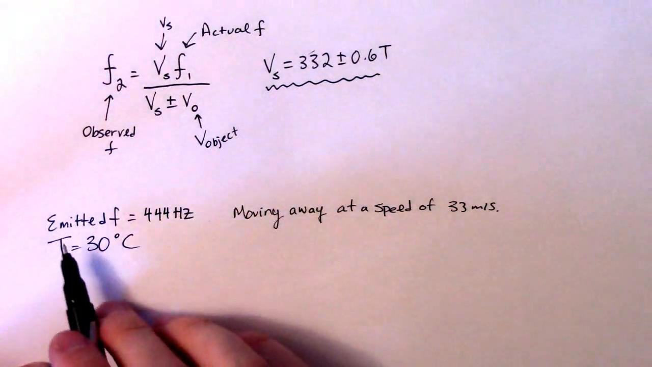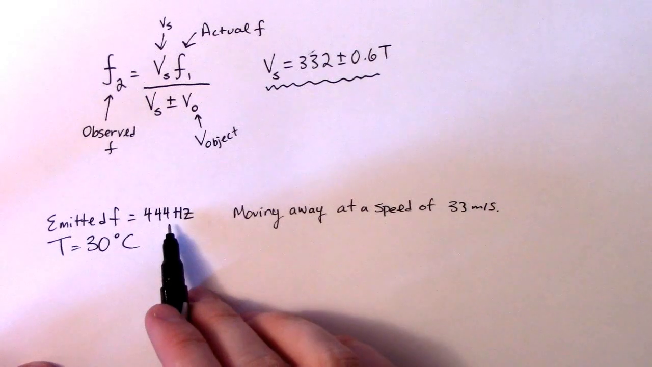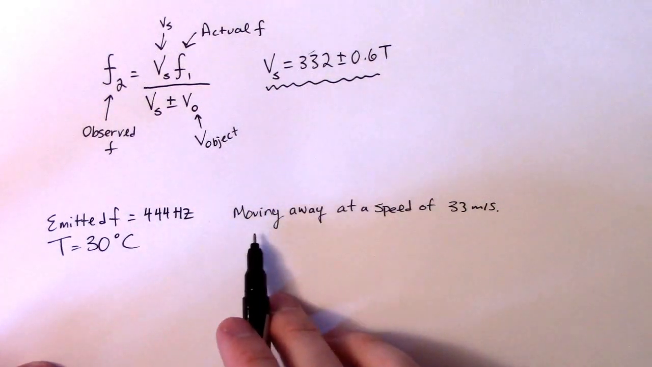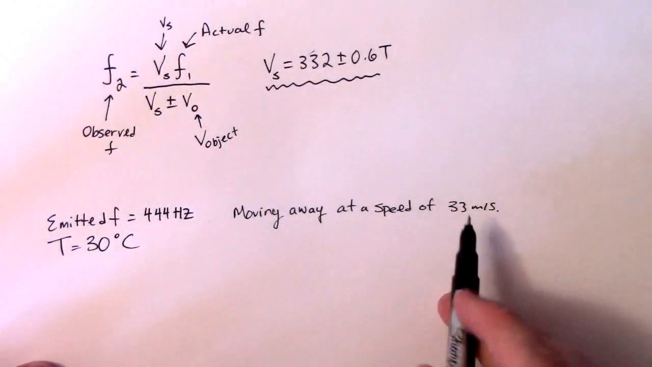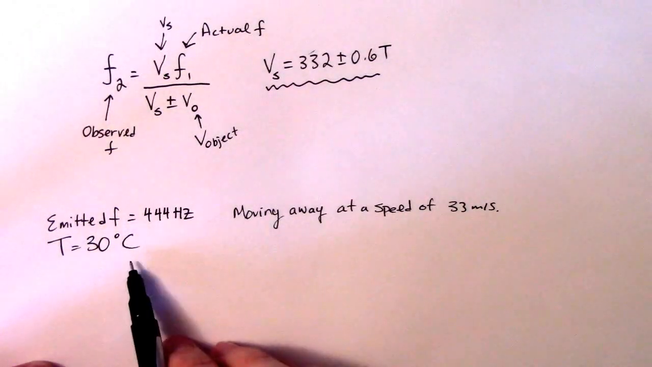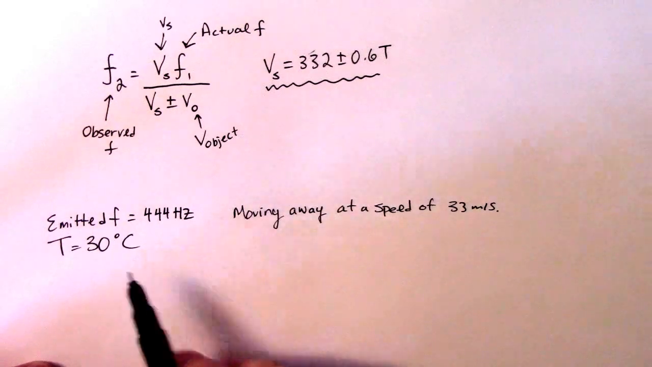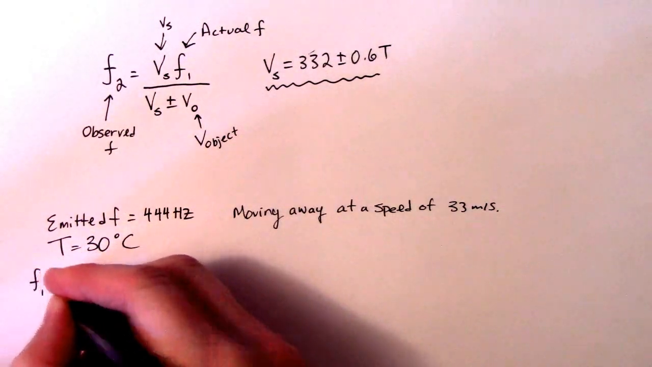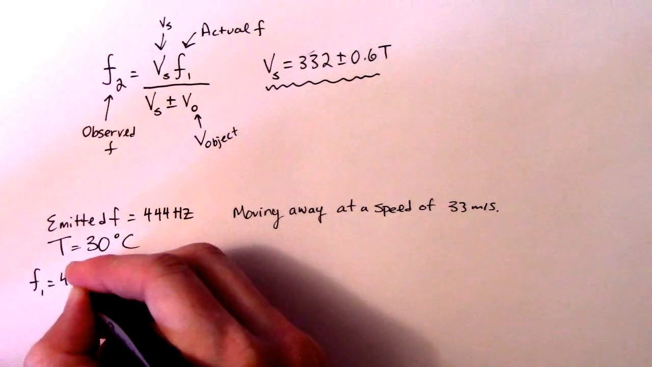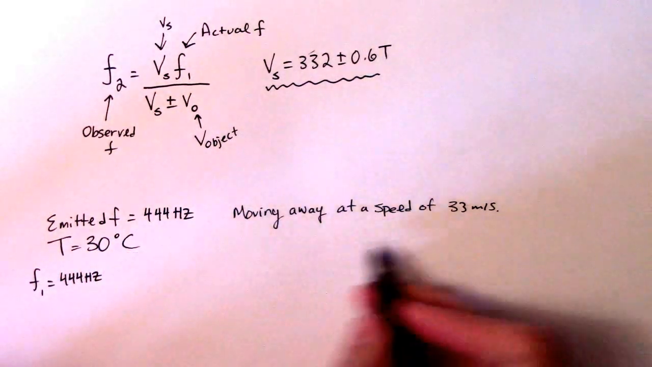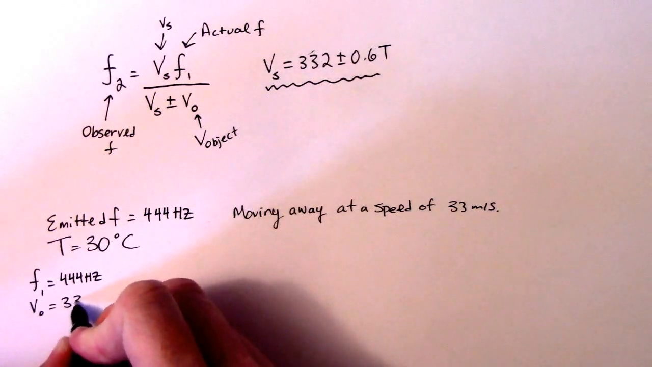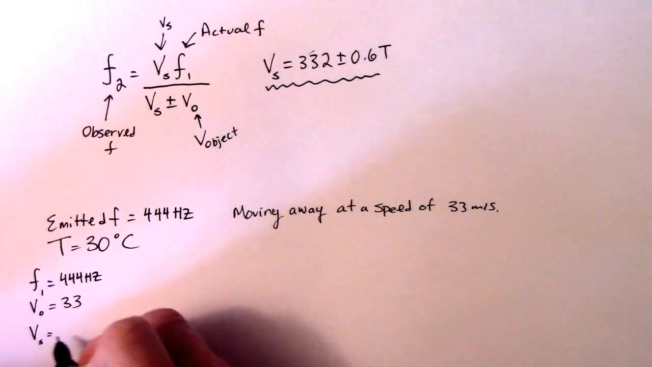So we've got the emitted frequency, that's what the police car is actually emitting, so that's what the police officer inside the car would continuously hear. The speed of the car is 33 meters per second, and the temp outside is 30 degrees. So basically what we have is F1, the actual frequency, which is 444. And then we have the speed of the object, 33. We also have the speed of sound. We just need to do a little bit of work to get it.